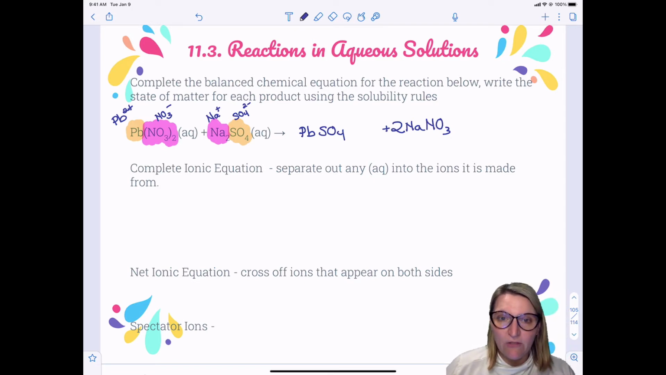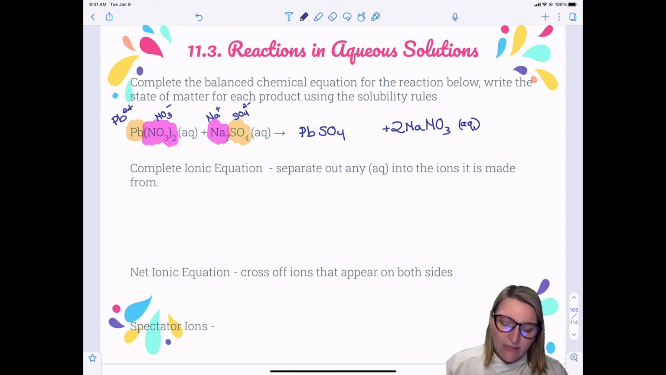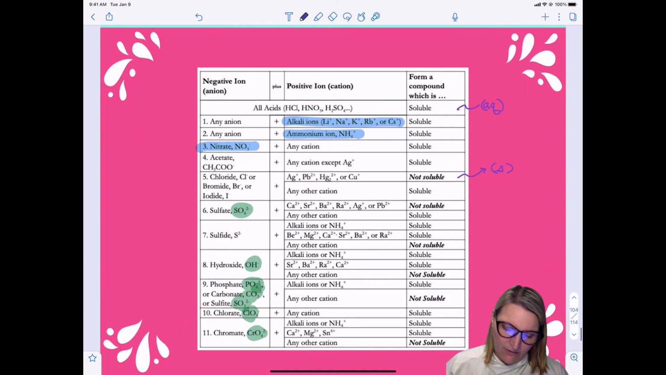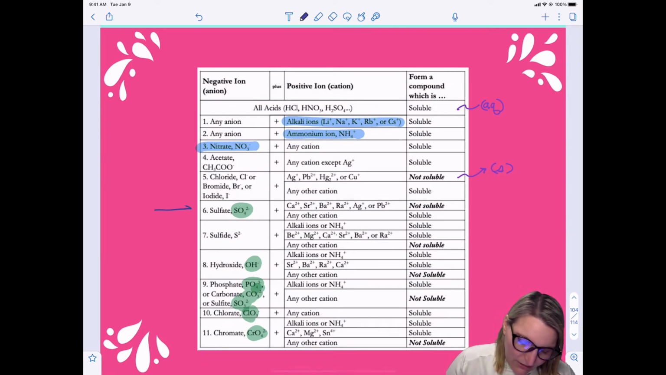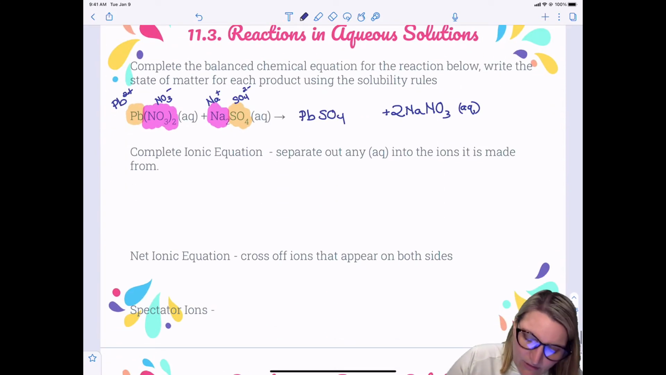Now I go back to the solubility rules and look and see which one of these is solid and which one of these is aqueous. If you remember the always rules, sodium compounds are always soluble and nitrate compounds are always soluble. So right off the bat, I see that this is aqueous. Let's look at lead sulfate. So I find the sulfate rule. The sulfate rule is number 6. And it looks like when it's matched with lead, it is not soluble. That means solid. So this is my solid.